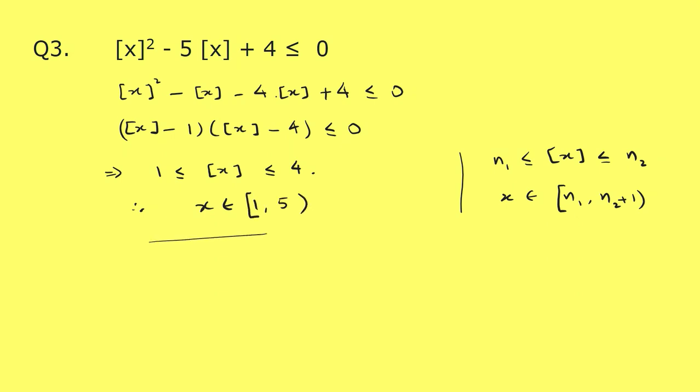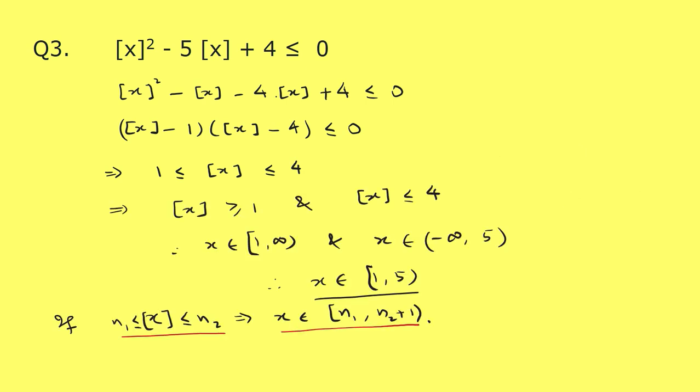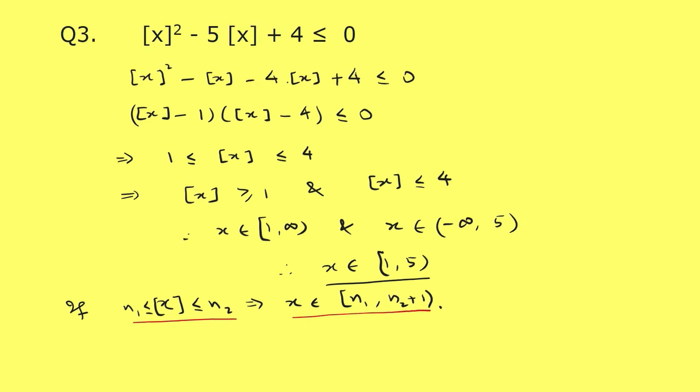This is the answer. Now you can solve it alternatively also, as we have studied here. You can break it up into two inequalities. Greatest integer x is greater than or equal to 1 and greatest integer x is less than or equal to 4. Now their solutions will be closed 1 to infinity and minus infinity to 5 open. Taking the intersection of both of these, you get once again the same answer, 1 closed to 5 open. Although you got one new result here, which you can also note down.